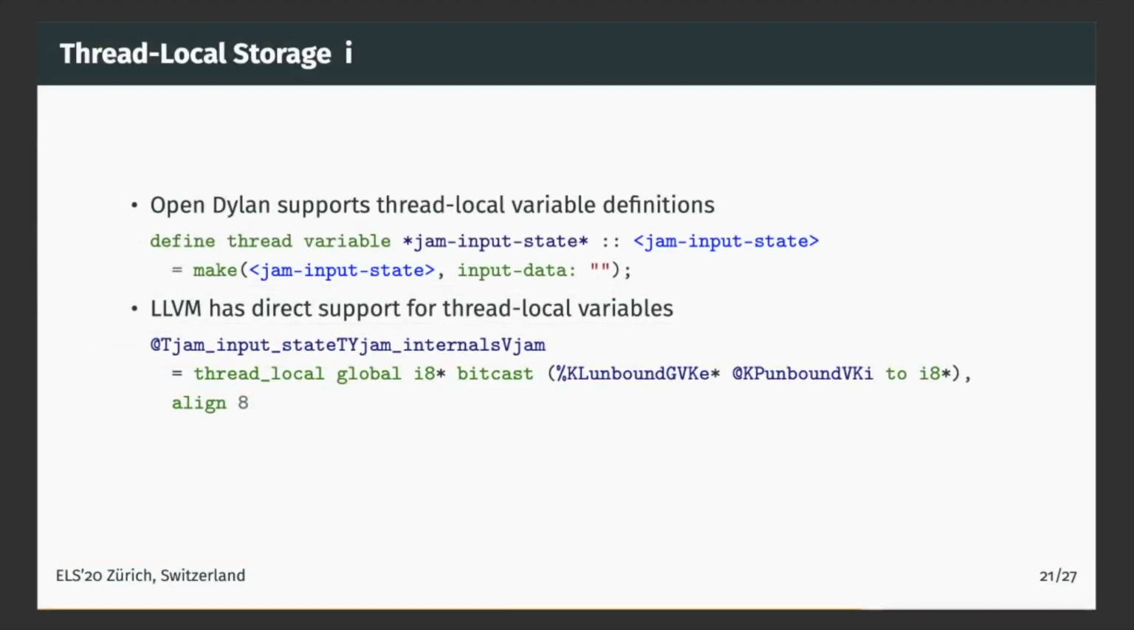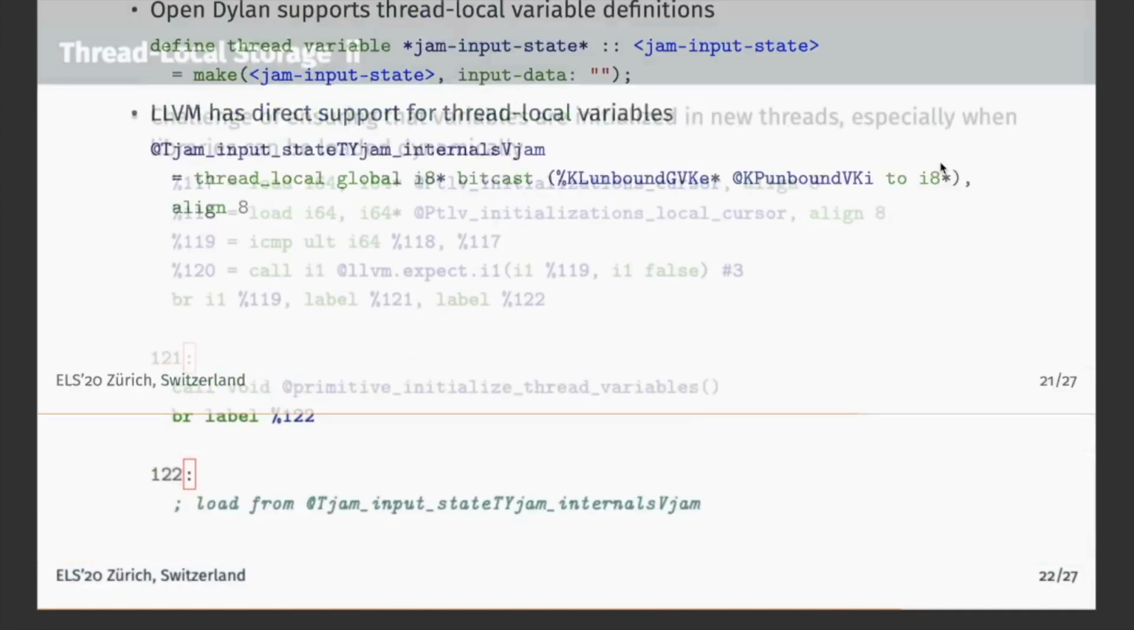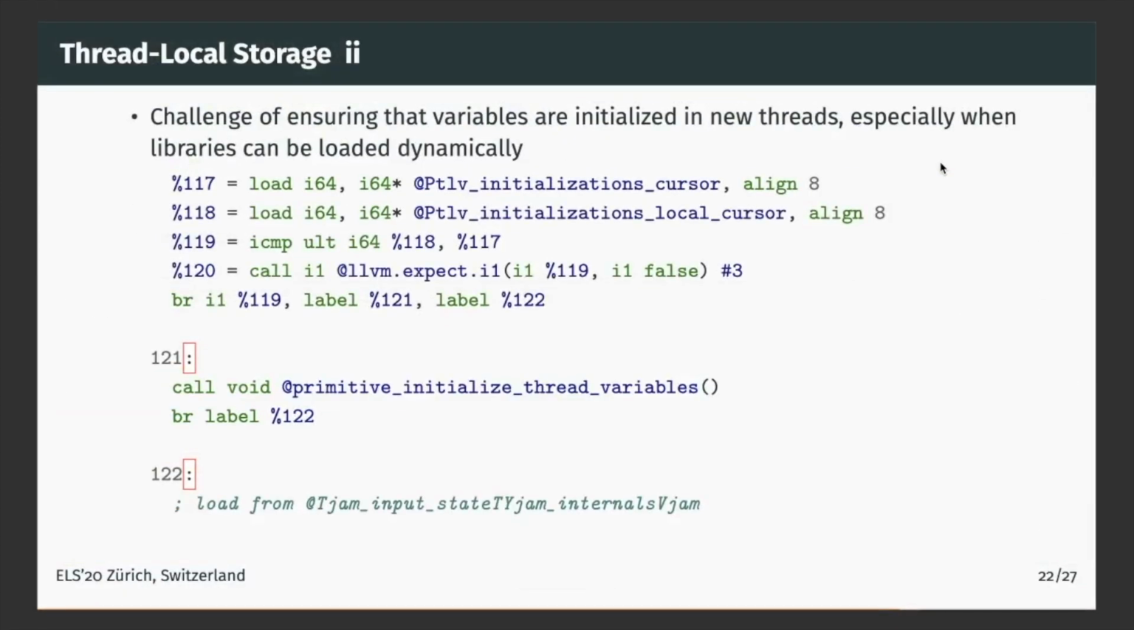OpenDylan supports module variables that are thread local. In the LLVM backend, these are implemented using the thread local storage model for global variables. This requires that when a new thread is started, thread local variables in all loaded libraries need to be set to their initialization values, and that the storage locations be added to a set of roots known to the garbage collector. Dynamically loading a new library can also cause new thread local storage to be added.